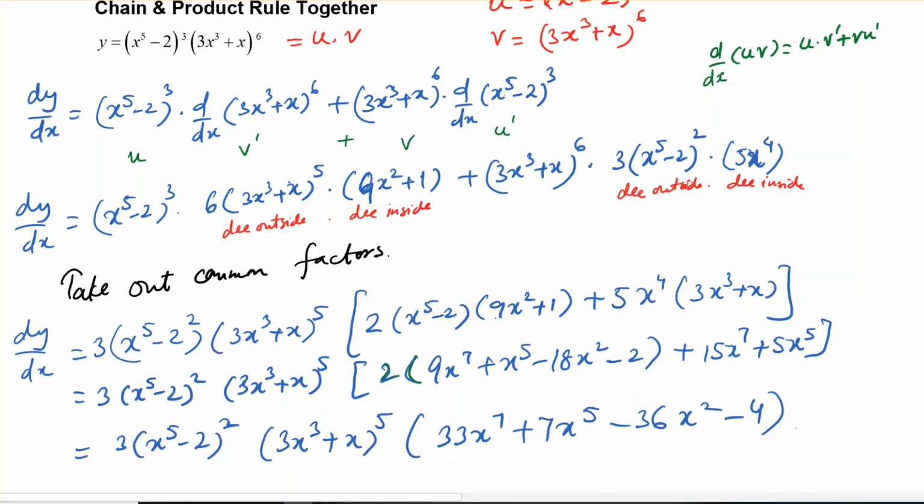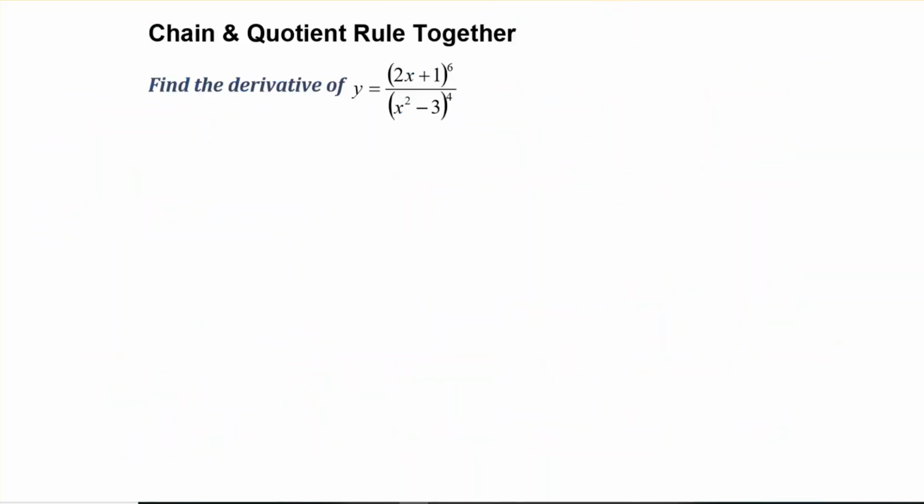So always remember, you can have chain and product rule together, or you can have quotient and chain rule together, and so on. So be mindful and think about how you're going to take the derivative of a composite function. Let's do one more example.